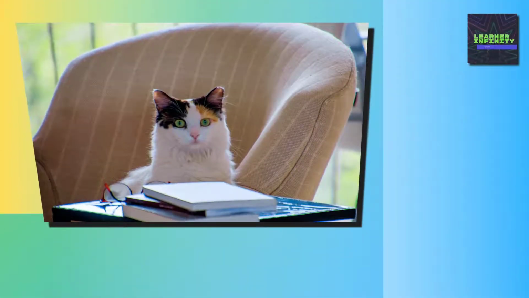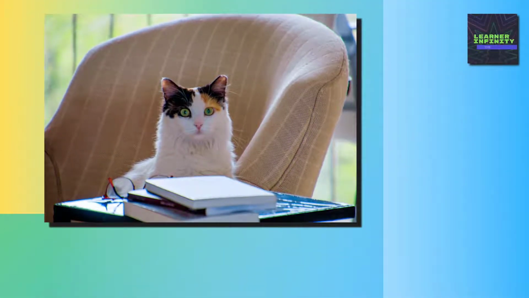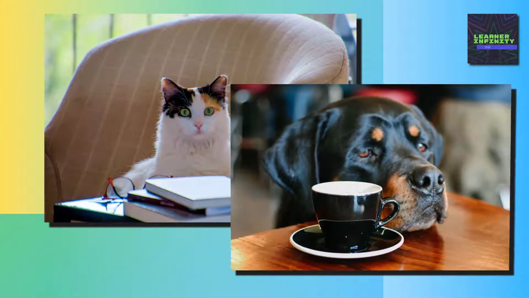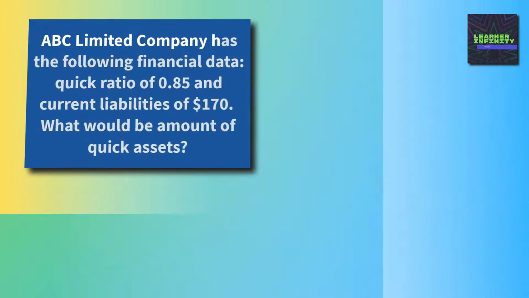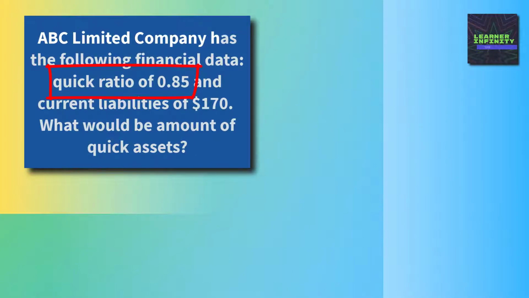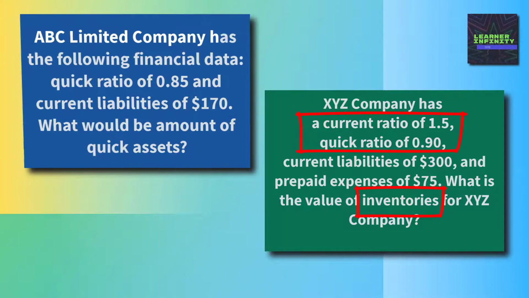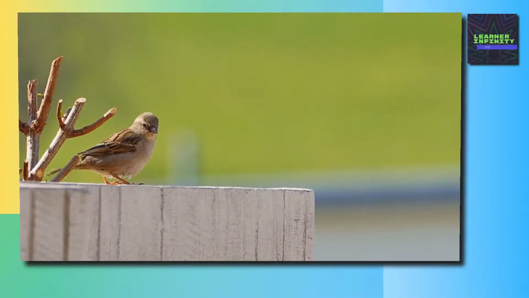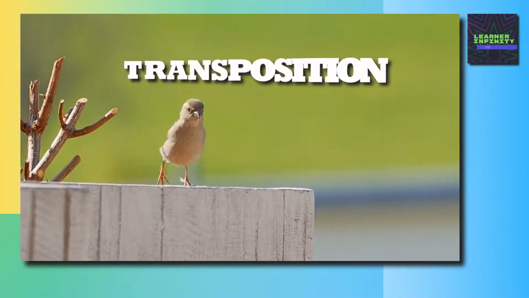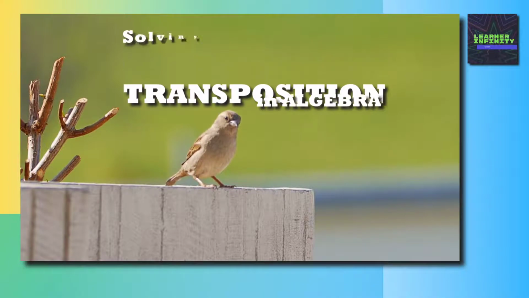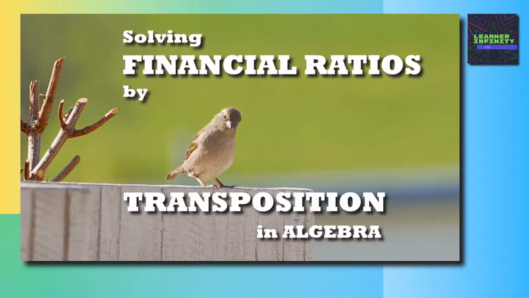In exams, you will encounter a different form of problem which will give you some headache, such as this problem where quick ratio was already given, but you have to find the amount of quick assets. And how about this question where current ratio and quick ratio were given and you have to determine how much is the value of inventories? Don't worry, these questions can be answered with the use of transposition in algebra, and that's the topic on this video. Stay tuned and watch the video to the very end.